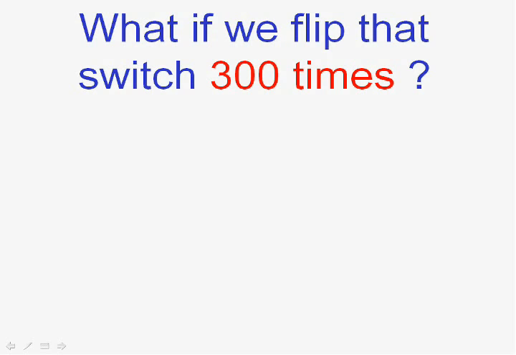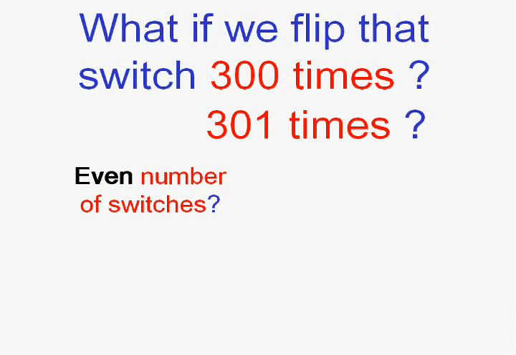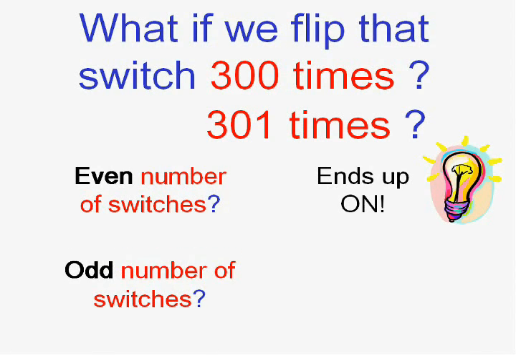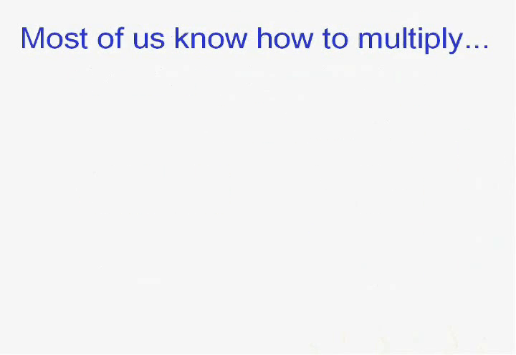Now stay with me on this. If we actually went to the trouble, and we're not going to do it, of flipping that switch 300 times, I want you to predict whether the light would be on or off. What if it was 301 times? Predict that. Well, I hope you've got the idea that if we flip the switch an even number of times, we're going to end up right back where we were with the lights on, aren't we? If we flip it an odd number of times, it's going to end up off. Well, we can use that to multiply and to divide.